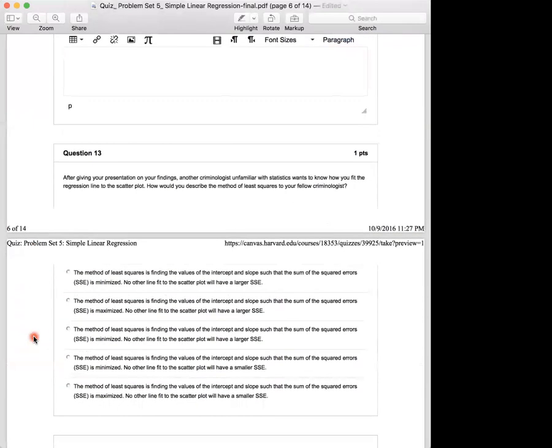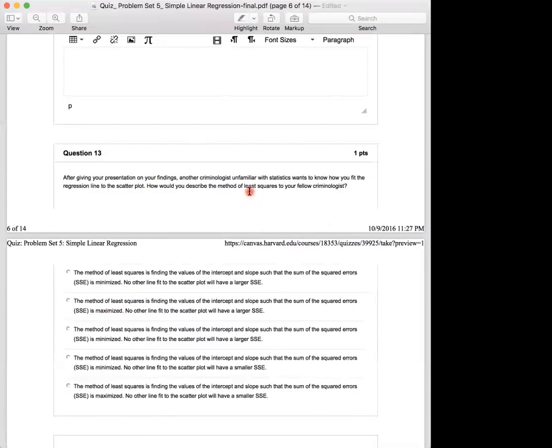Then we ask you, how do you describe the method of least squares to a fellow criminologist? This is a rather hard, difficult question. I think we give you 1 point here, but it's difficult if you get trapped up in the jargon here.